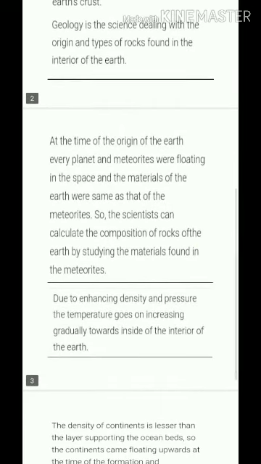At the time of the origin of the earth, every planet and meteoroids were floating in space, and the materials of the earth were the same as those of the meteoroids. So scientists can calculate the composition of rocks of the earth by studying the materials found in meteoroids. Due to increasing density and pressure, the temperature goes on increasing gradually towards the interior of the earth. So this is the factor: temperature inside the earth.